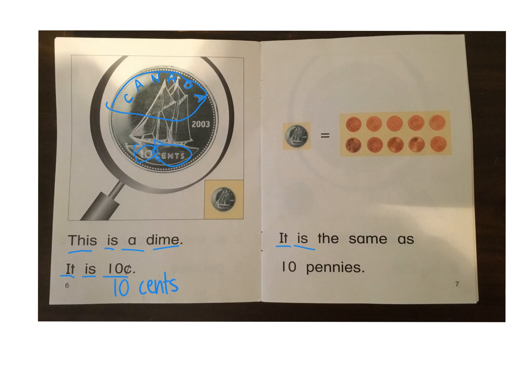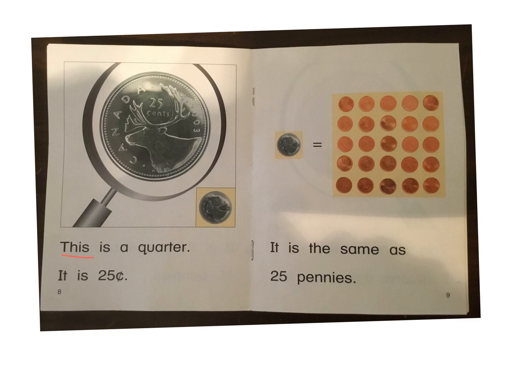It is the same as 10 pennies. Okay, so 1 dime, which is 10 cents, is equal to 1, 2, 3, 4, 5, 6, 7, 8, 9, 10 pennies because they're each 1 cent. This is a quarter. It is 25 cents. Can you find 25 cents on the coin?